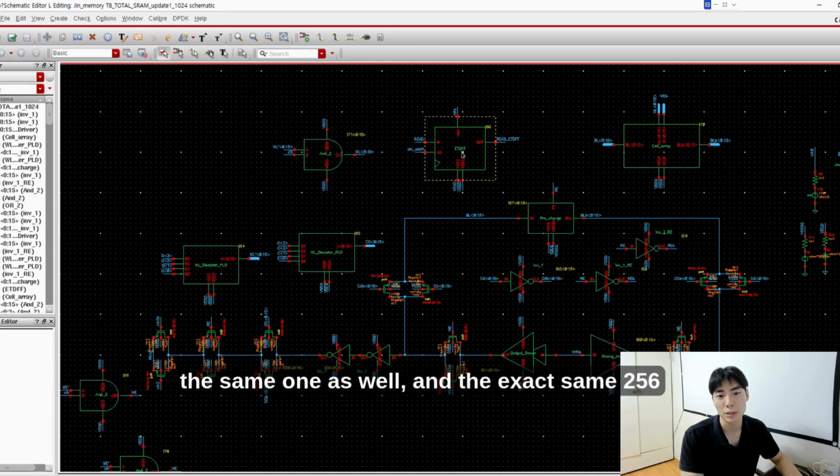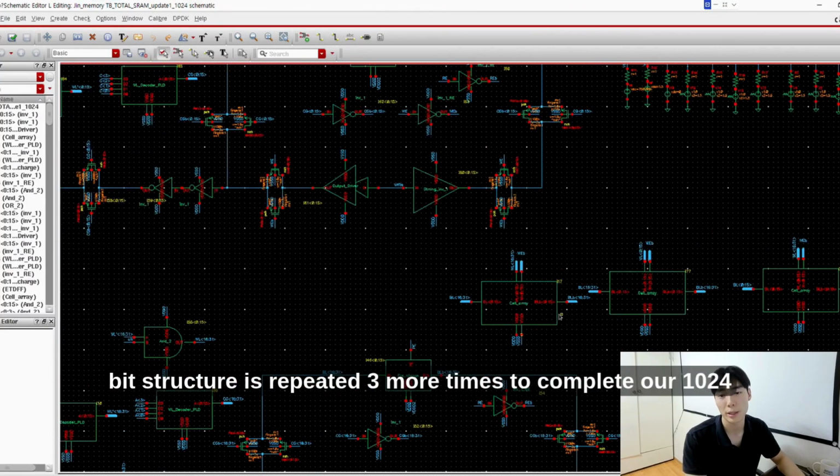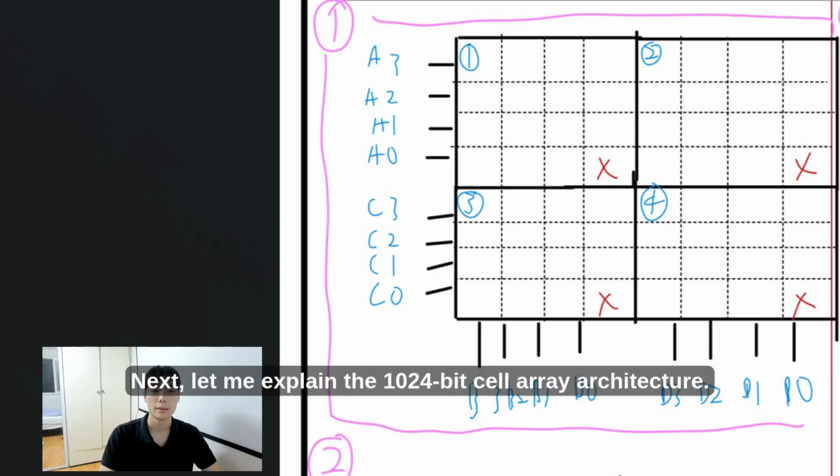Below, this main section is the same as well, and the exact same 256-bit structure is repeated 3 more times to complete our 1024-bit system. Next, let me explain the 1024-bit cell array architecture.